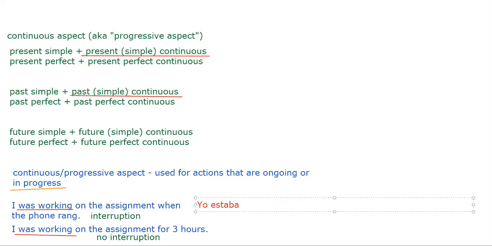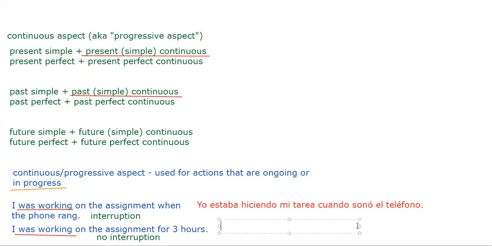I was doing, that's not right. Okay, there, that makes more sense. I was doing my homework when the phone rang. And you could actually, let me not mention that right now. So in Spanish, it would be like this. But here, that would be this.